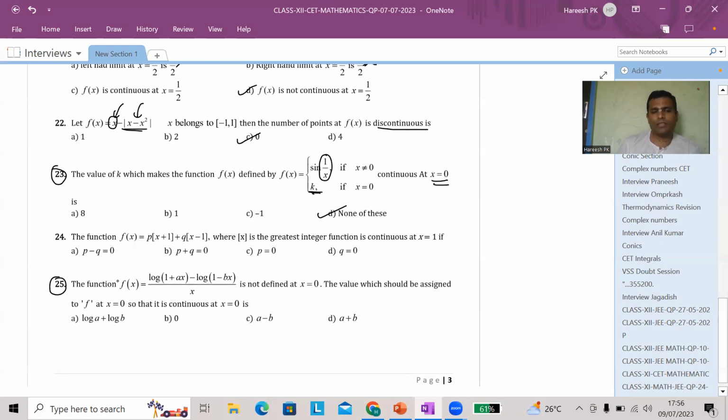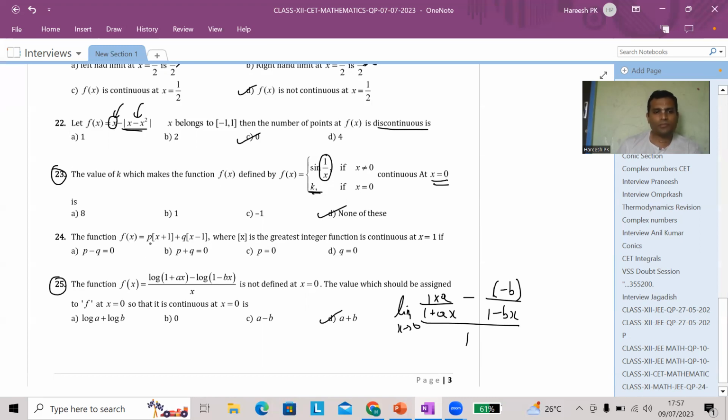25th one, very easy. Just apply L'Hospital rule. You'll end up getting the answer as a plus b. Because when you differentiate, you'll get 1 by 1 plus ax minus 1 by 1 minus bx. Here you'll get into a, and here you'll get into minus b divided by 1. Now when you apply limit x tends to 0, you'll end up getting a plus b.